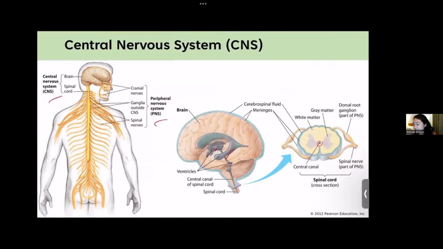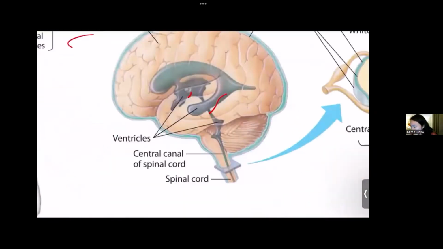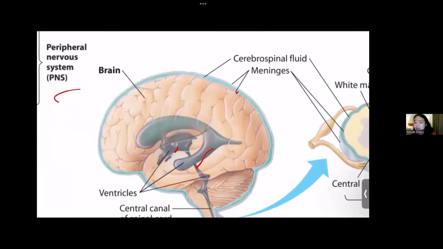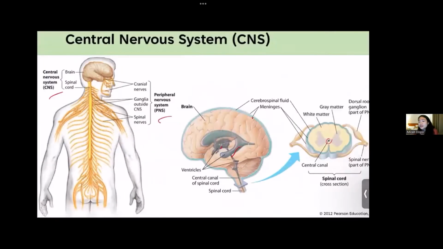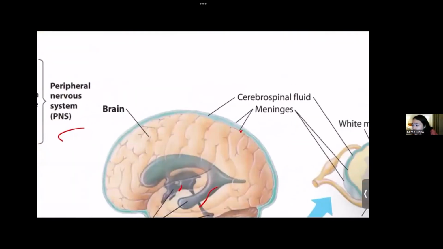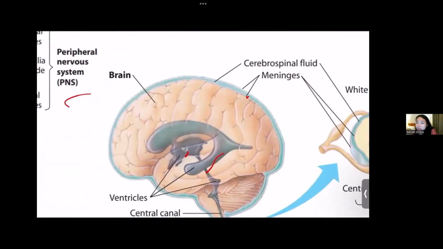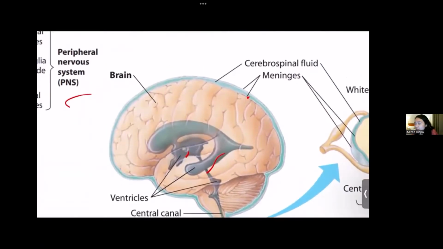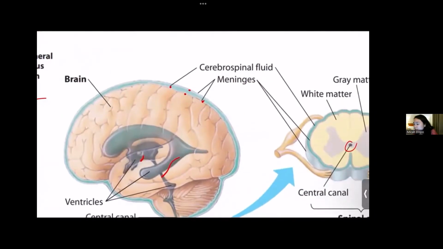Next, we have the meninges. So here, let's just zoom in. Our meninges are these gray layers of connective tissue that surround the brain and the spinal cord, which also serve as protection. So cerebrospinal fluid also circulates between the meninges, adding protection to the CNS. So in between these two layers of meninges, there is the cerebrospinal fluid. Same is true here in the spinal cord.